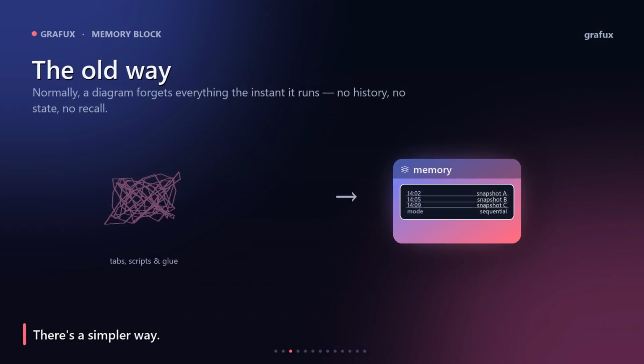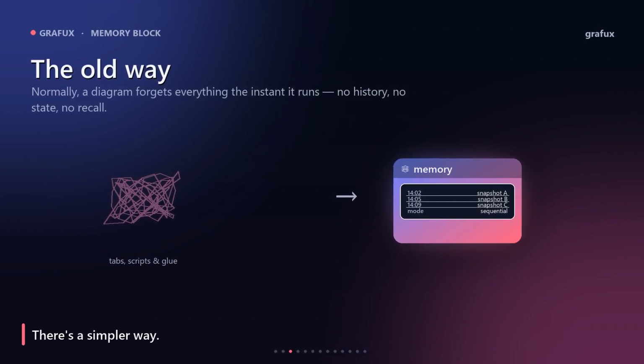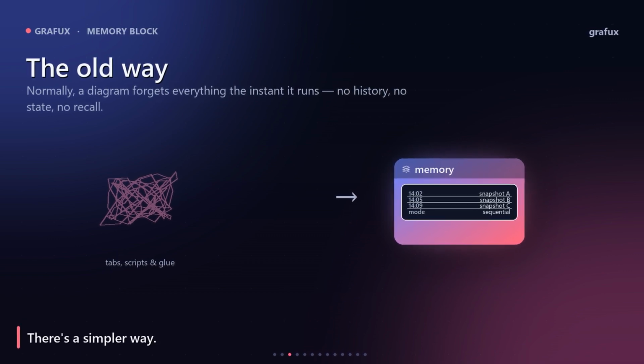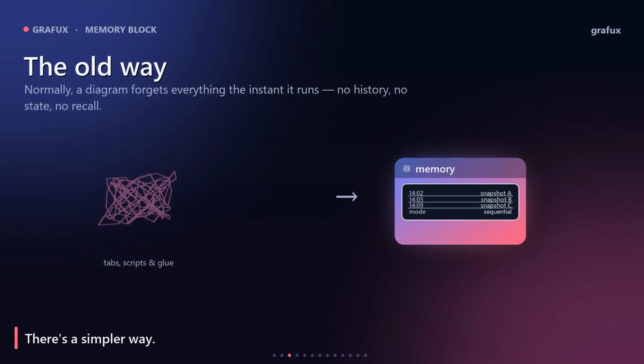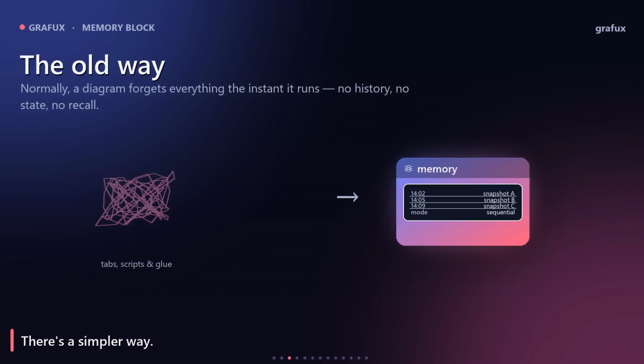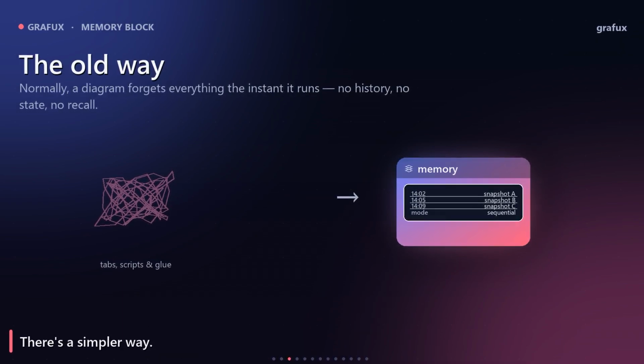But first, why does this even matter? Normally, a diagram forgets everything the instant it runs. No history, no state, no recall. It's slow, it's fiddly, and it pulls you right out of your flow. The memory block makes all of that disappear, turning a whole chore into a single, simple node. What used to take a stack of tools and a pile of patience now takes one block and one click.